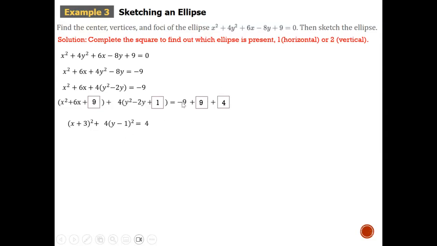On the right side, negative 9 plus 9, right? That's equal to 0. 0 plus 4 will give us 4. But remember, guys, to match the formula, this has to be a 1 here. So we divide everything by 4. On the left side, it's going to give us parentheses x plus 3 close parentheses squared over 4. And for the y's, 4 divided by 4 will give us 1. So right now, it's the standard form. From there, we can find my center, my vertices, my foci, right, and sketch it.